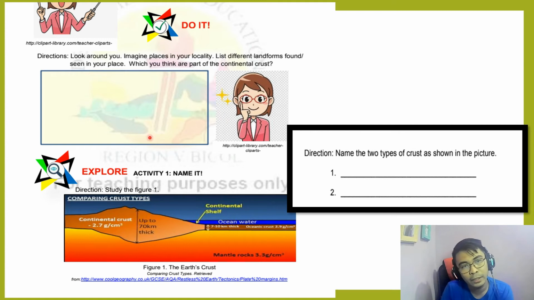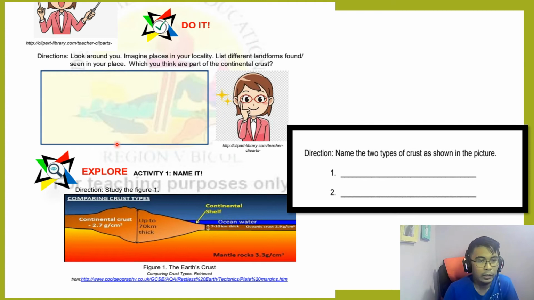So in this activity titled Do It, kailangan lang po magbigay kayo ng mga landforms na makikita sa paligid mo, specific landforms na sa tingin nyo ay part ng continental crust. Okay? So you just need to list down.